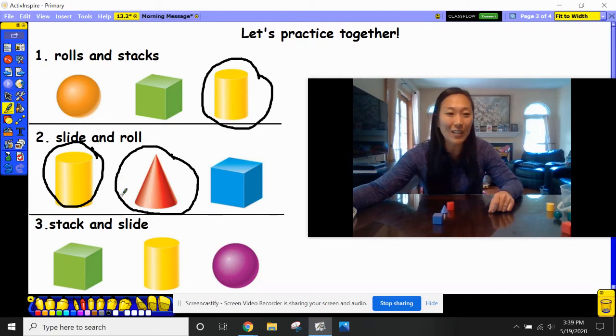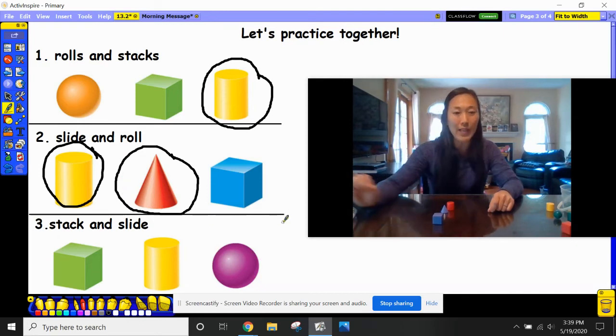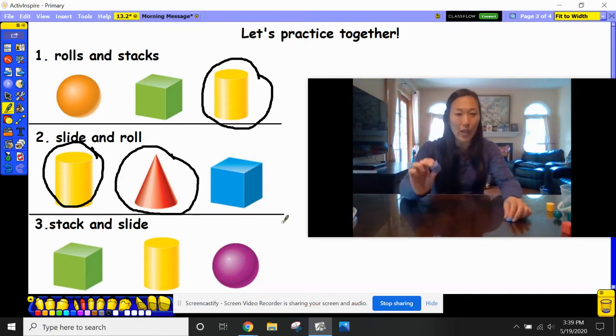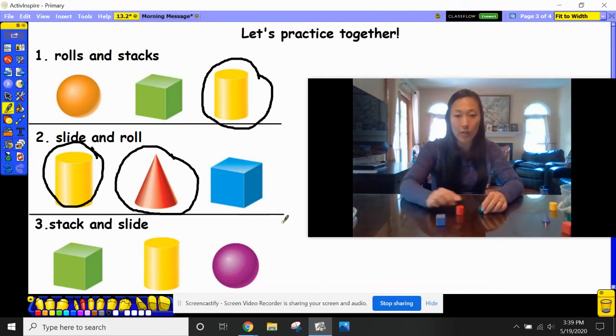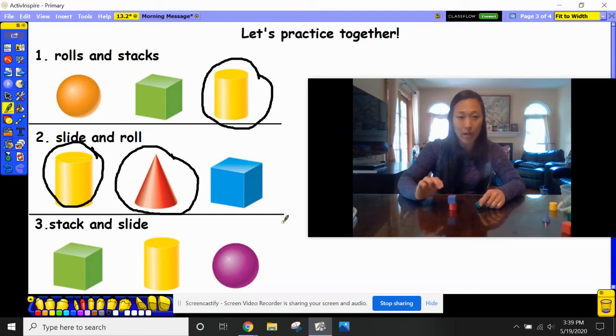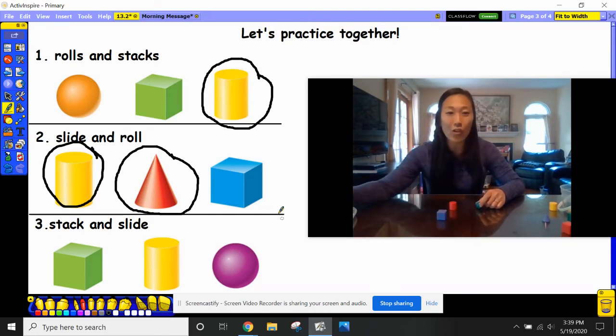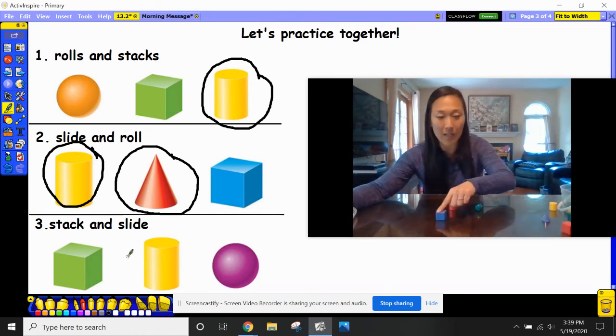Very nice. Let's look at number 3. Which shapes stack and slide? So we have our cube, cylinder, and sphere. Well, stack and slide. Our cube. Can it stack? Yes, it can. It uses its flat surface, and it can go on top of one or on the bottom. So a cube stacks and slides.